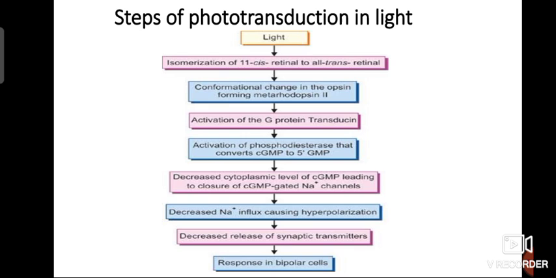Steps of phototransduction in light. When light is put on the photoreceptor, rods and cones, or in the rods: first, isomerization of 11-cis retinal to all-trans retinal, with conformational change in opsin forming metarhodopsin. Second, activation of G proteins, transducin, and then activation of phosphodiesterase that converts cGMP to 5'-GMP and decreases the cytoplasmic level of cGMP, leading to closure of cGMP gated sodium channels. Decreased sodium influx causes hyperpolarization, decreased release of synaptic transmitters, and response in bipolar cells.